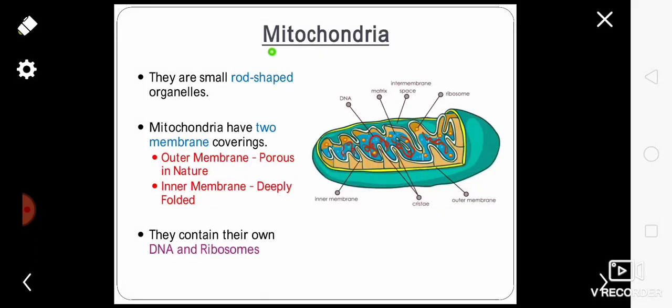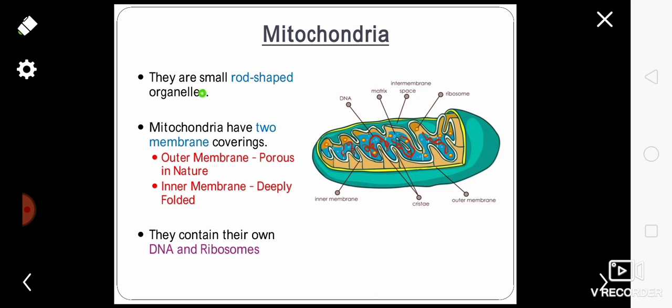We can move to the next cell organelle, that is mitochondria. See, this is the structure of mitochondria. You can see this is a rod-shaped structure. They are small rod-shaped cell organelles, and in this diagram you can see two membranes, one outer membrane and one inner membrane. The inner membrane is folded and the outer membrane is porous in nature. Porous in nature means small pores or small holes are present in the outer membrane, and the inner membrane is deeply folded. And mitochondria contain DNA and ribosomes. Small amounts of DNA and ribosomes are present in mitochondria.